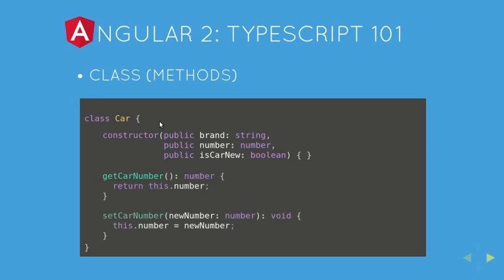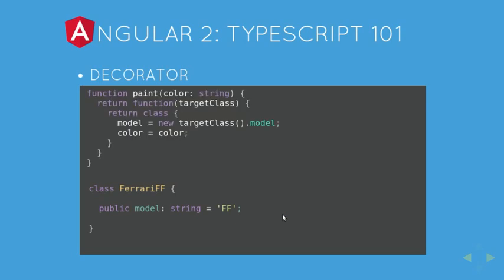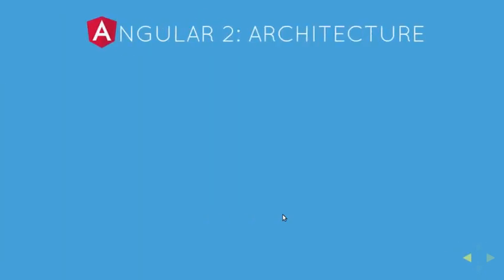You can add methods inside the class, and because we are using TypeScript, we need to explicitly define the type of brand, number, and what this method is returning. Because TypeScript is a statically typed language, wherever you are writing a method or declaring a variable, you need to define the type, like string, number, boolean. With the help of TypeScript, we are also using decorators like annotations, component annotations, injectable. A lot of annotations are used in complete Angular 2 applications.